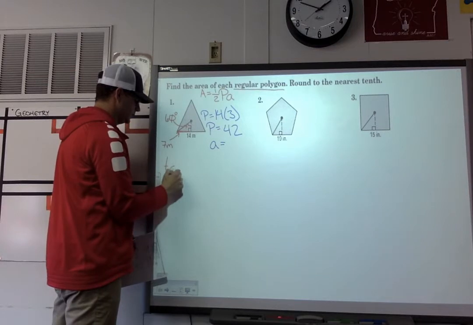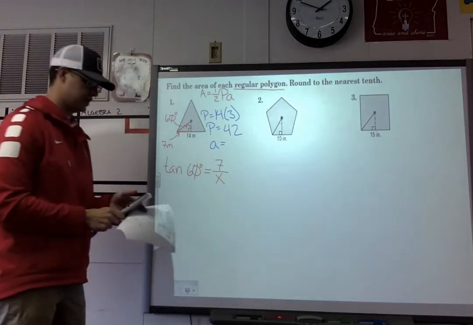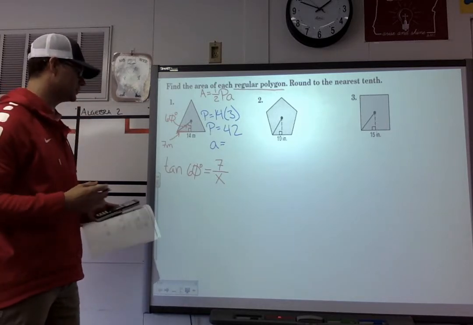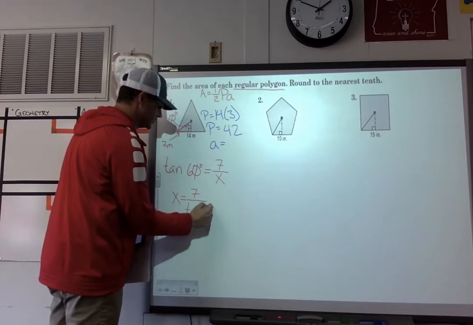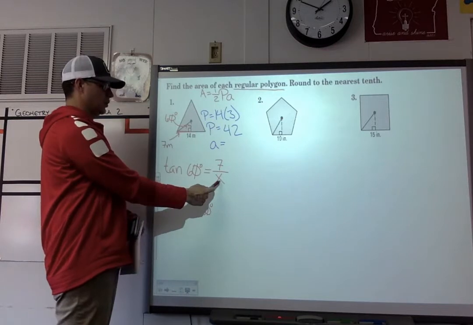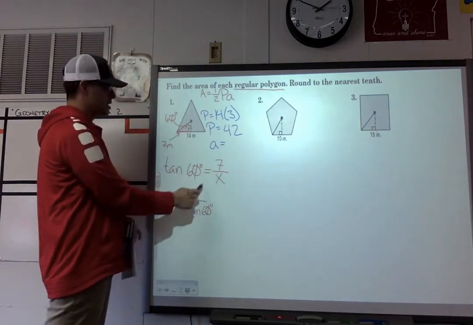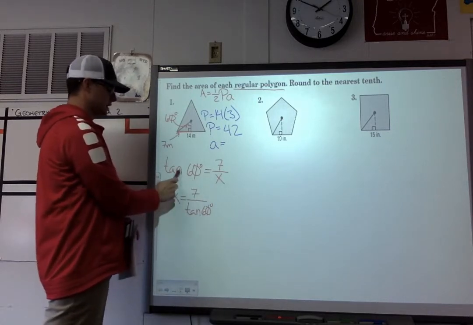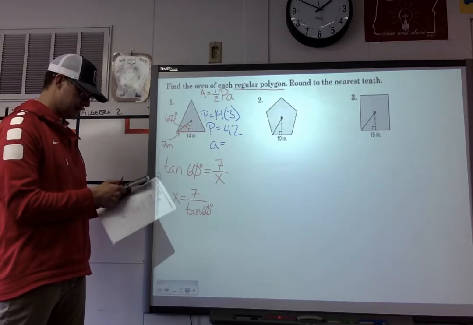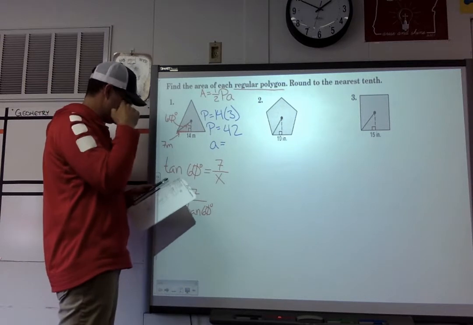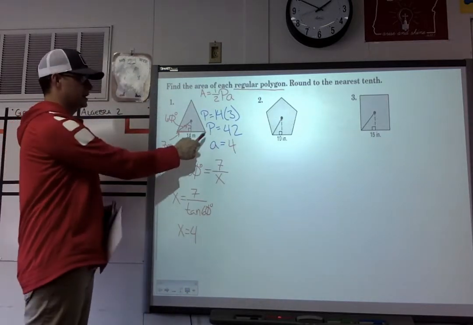So now we can say that the tangent of 60 degrees is equal to the opposite, which is 7, over the adjacent, which in this case we do not know. So now we could say that x is equal to 7 divided by the tangent of 60 degrees. Now I skipped a couple steps to get there. What we're doing is we're multiplying both sides by x to get the x out of the denominator. So then we have x times the tangent of 60 is equal to 7. Then we're dividing both sides by the tangent of 60 to get x by itself. So x equals 7 divided by the tangent of 60. 7 divided by tangent of 60 would give us, if I round it to the nearest tenth, x equals 4.